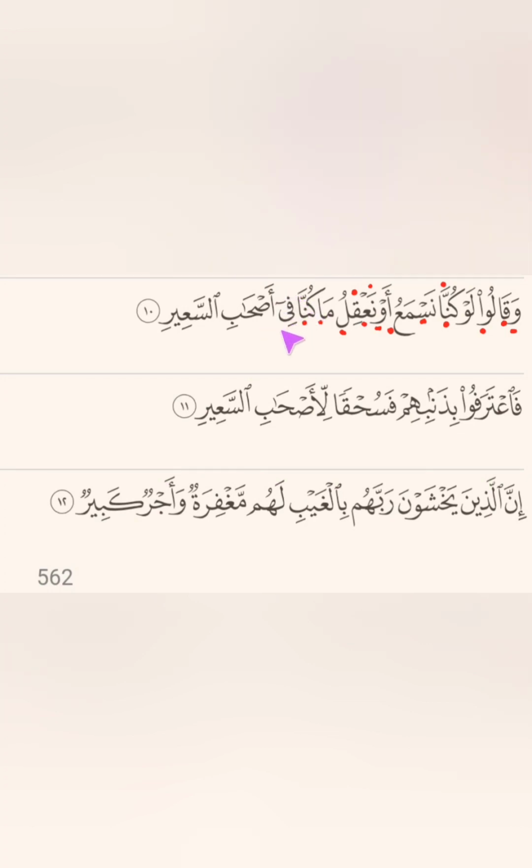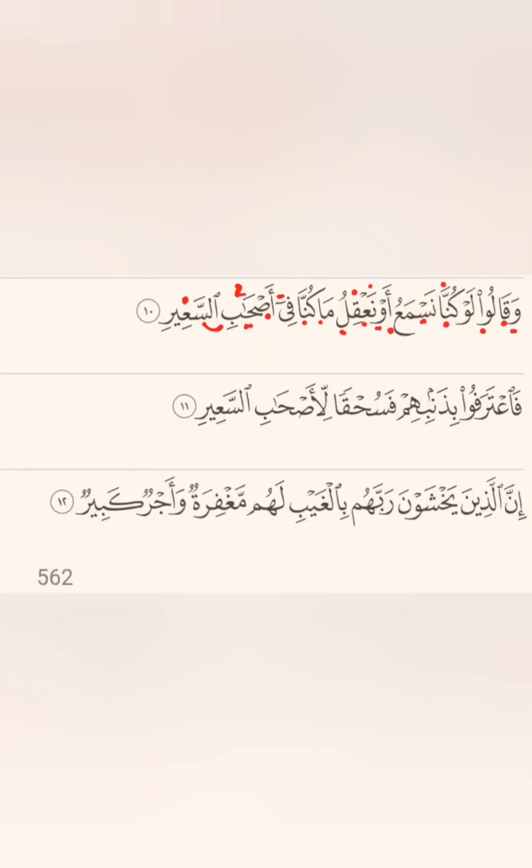Fi, make sure that you stretch this sound. Give it 4 counts. This is a maddiya letter, a long mad. في أصحاب السعير. Sad is heavy. Ha from the middle of your throat, and give it 2 counts. Make sure you join the ba with the sin, and ayn will come from the middle of your throat.